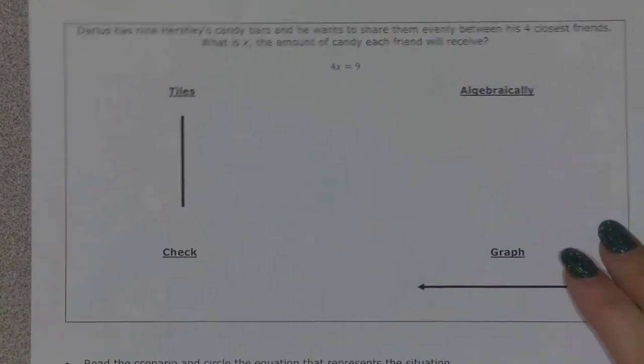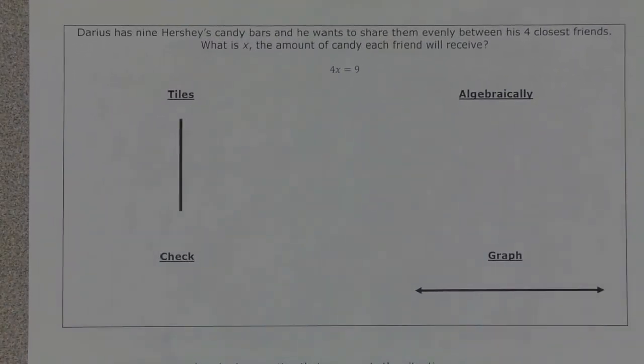Let's look at one more together, okay? Our next one says that Darius has 9 Hershey's candy bars, and he wants to share them evenly between his 4 closest friends. What is x, the amount of candy that each friend will receive? So they gave me my equation, 4x equals 9. Let's draw this with tiles.